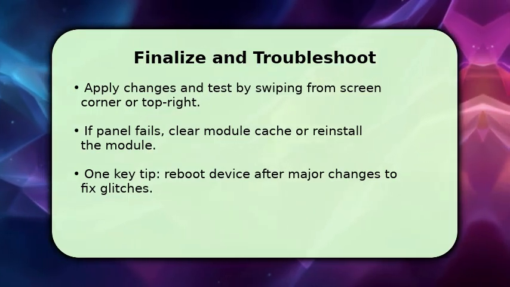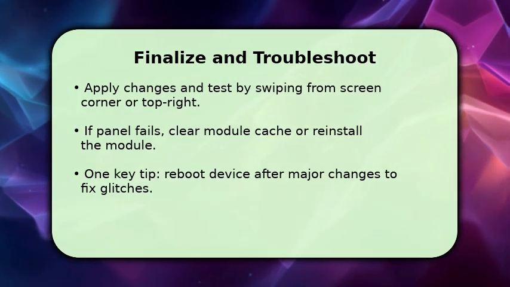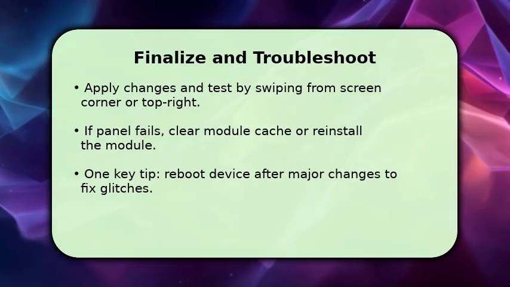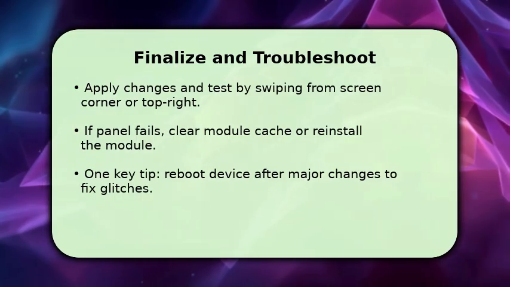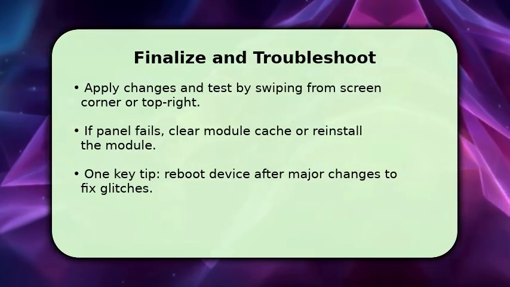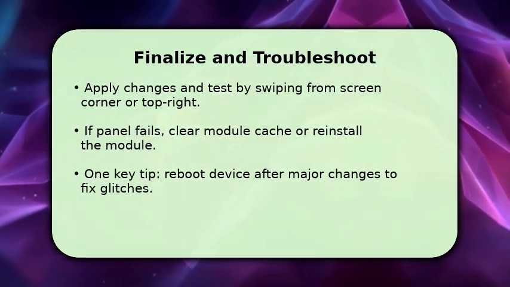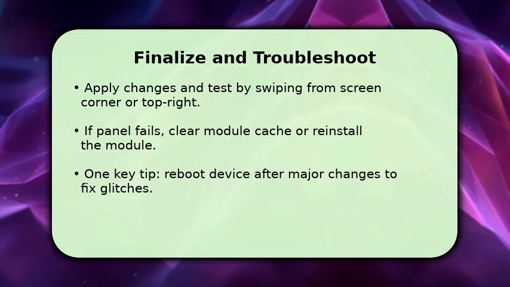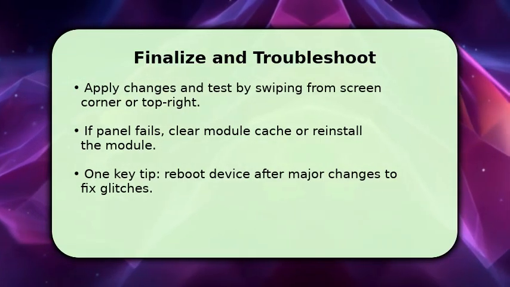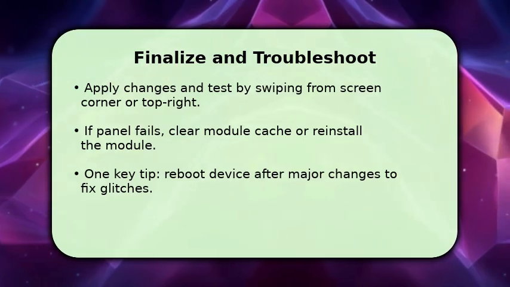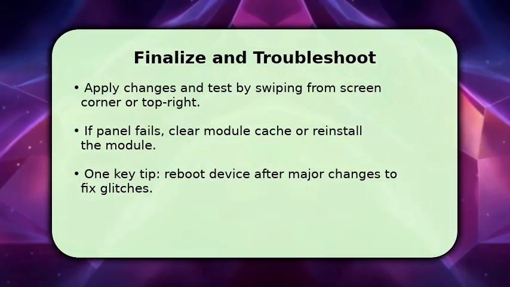If the panel doesn't reflect edits, clear the module's cache in Settings, Apps, or uninstall and reinstall the module within GoodLock. Also reboot the phone after major changes. That often resolves lingering UI conflicts. If problems persist, disable the module, confirm permissions again, then re-enable. That single troubleshooting step fixes most loading issues.